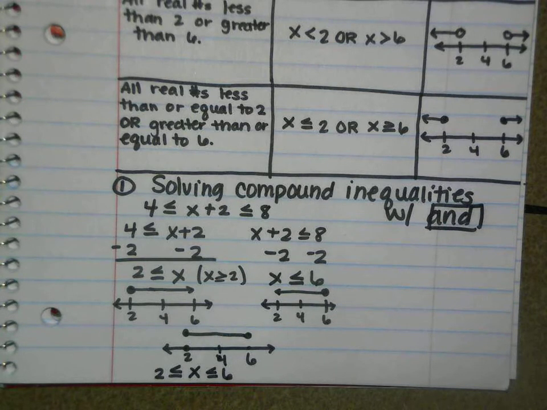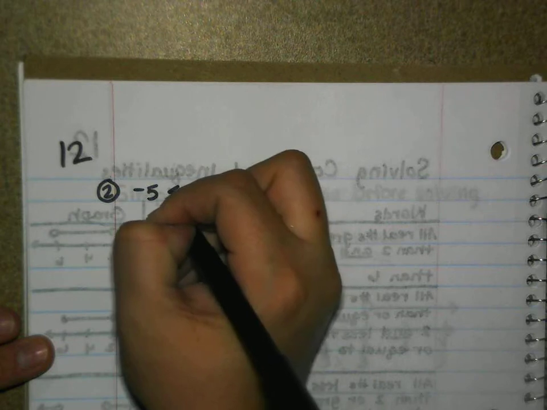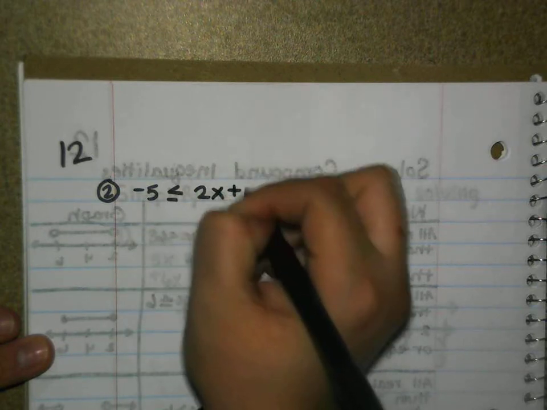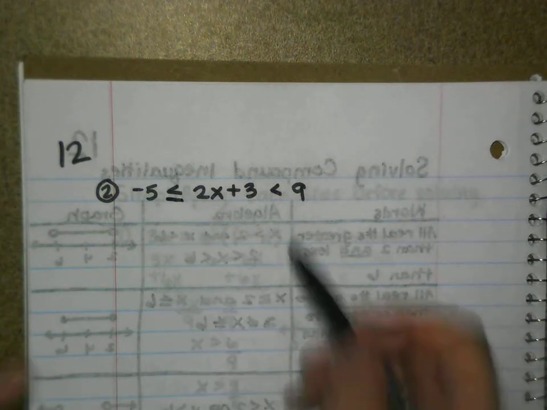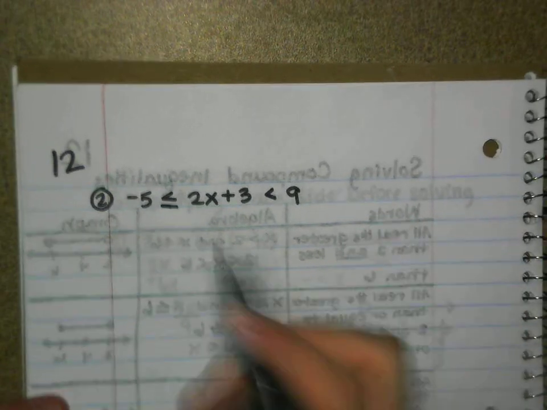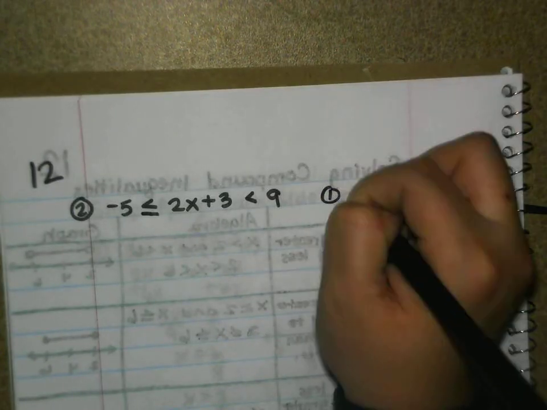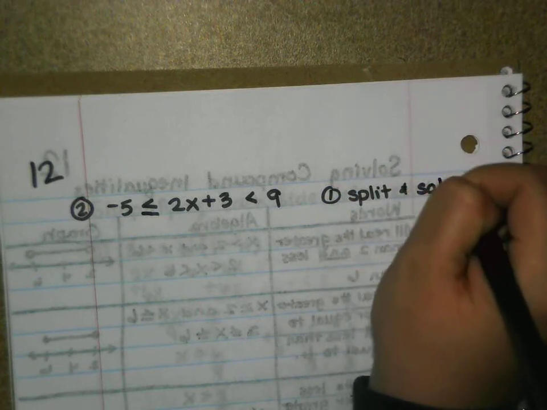But let's go ahead and do a second example for and for you. Okay, so still on number 12, our second example for and is going to be -5 is less than or equal to 2x plus 3, which is less than 9. Look at it, we have two different types of inequalities here, one equal, one not equal, which will determine how we're going to graph. So let's, number 1, go ahead and split these up, and then we'll solve them. So we're going to split and solve.